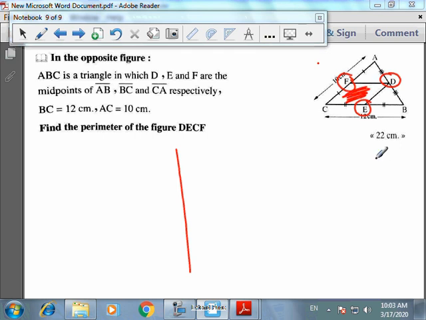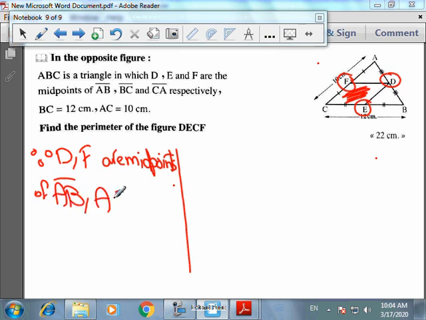Okay, to get the perimeter, let's find the length of each side of this shape. Okay, since D and F are midpoints, so how do I know they are midpoints? It's already given. So D and F are midpoints of AB and AC. Therefore, DF equals half BC equals 6 centimeters. Now I got the side DF.